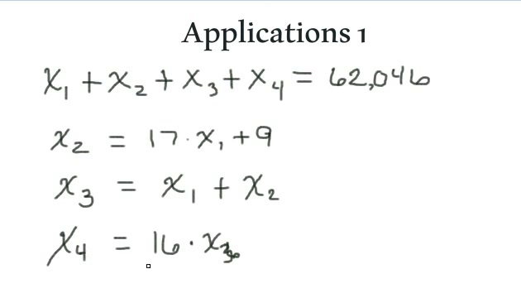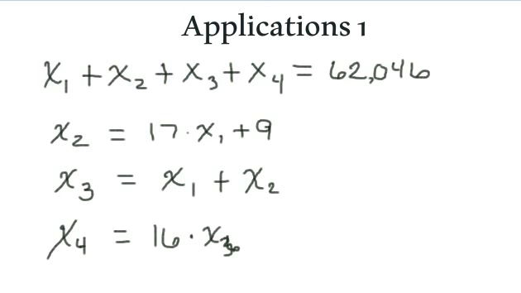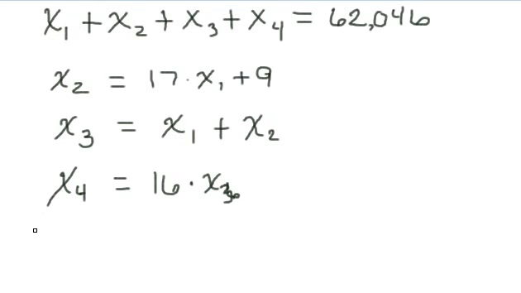Alright. Now what we're going to do is just plug this stuff directly into this up here. So I just rewrite the first integer, which is x of 1, plus the second integer, which we said was 17 times x of 1 plus 9, plus, now what we're really wanting to do here is get this all in terms of only one of the variables, and it looks like x of 1 at this point.